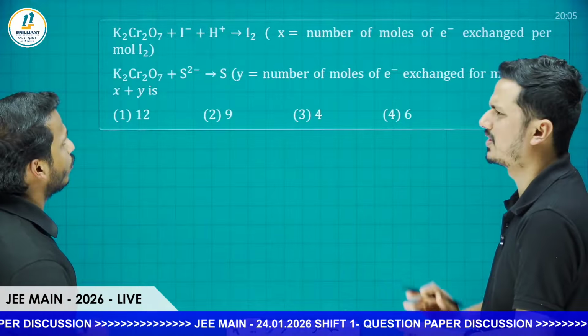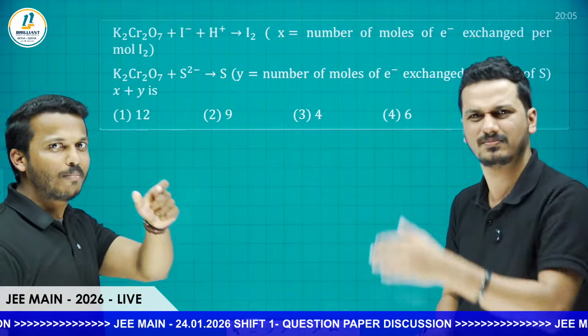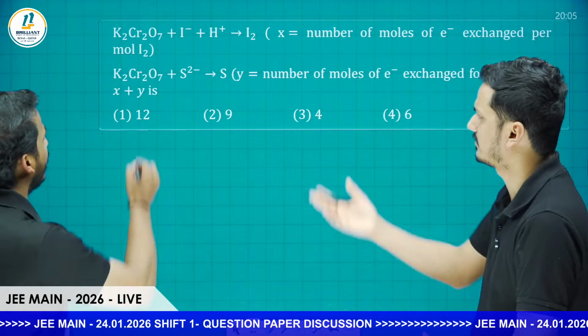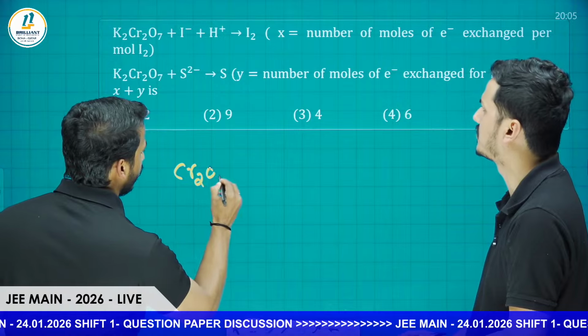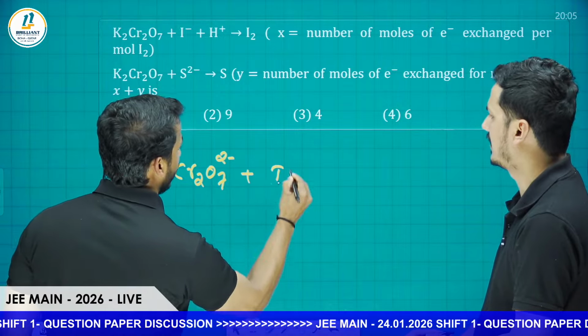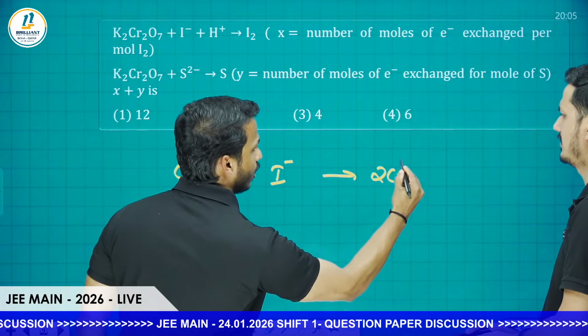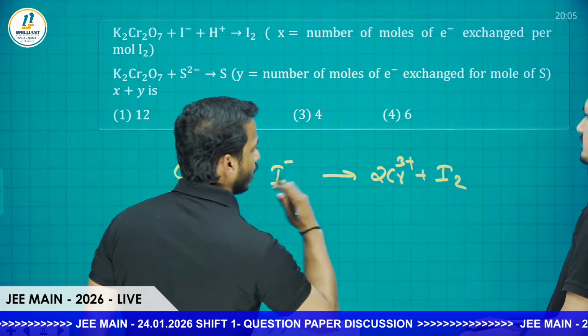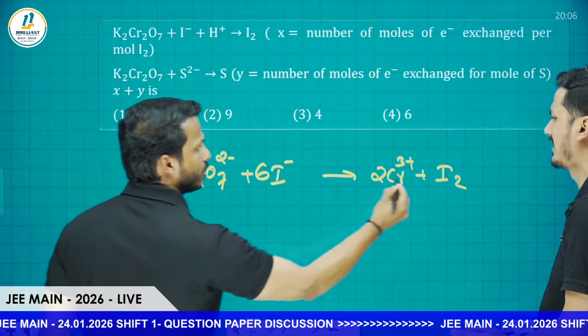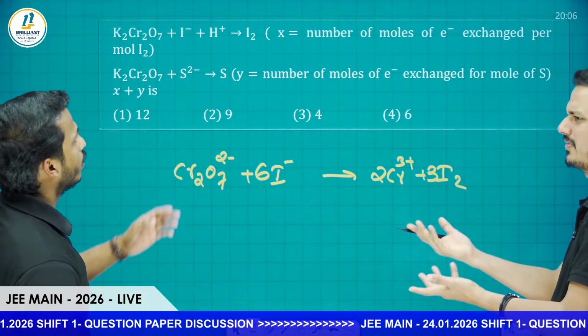Next, K2Cr2O7. This one also is from d and f block; balancing-related questions will be there. You can write dichromate directly: Cr2O7 2- plus 6 I- becomes 2 Cr3+ plus I2, since iodide becomes I2. When we balance it, we get 6 iodide and 3 I2. That only we have to look at.